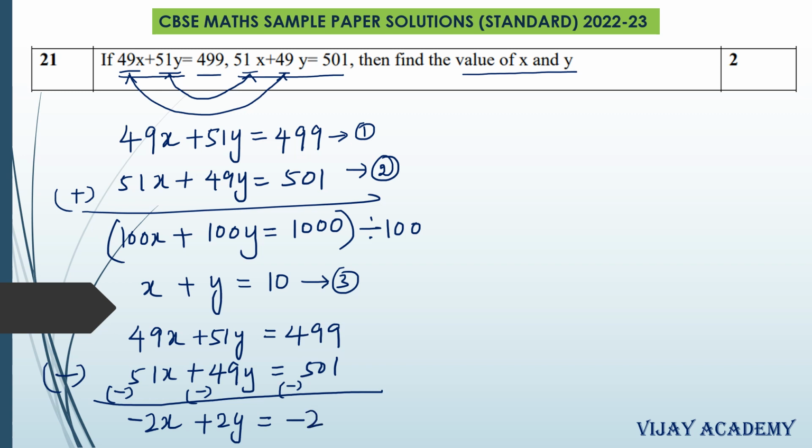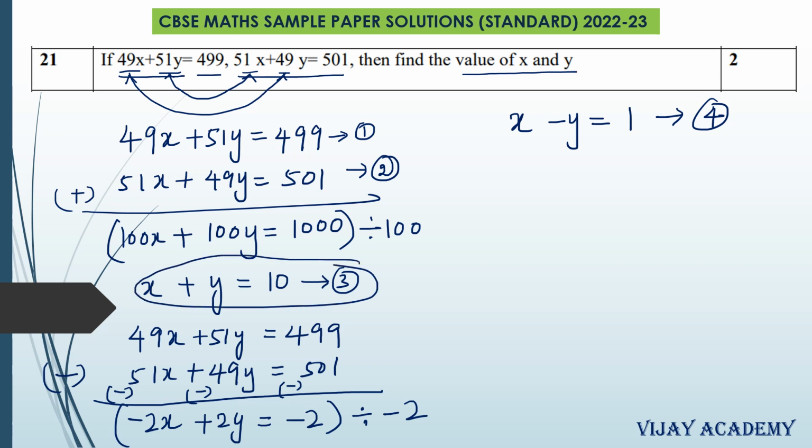Again we have a common factor in all the terms, that is 2 or minus 2. You can divide this by either 2 or minus 2. So let us divide this by minus 2. Minus 2x divided by minus 2 is plus x. Then 2y divided by minus 2 is minus y, equals minus 2 divided by minus 2, which is plus 1. So take this as equation number 4. Now look at equation number 3 and equation number 4. We got the variables with the numerical coefficients 1 each. Now it is very easy for us to simplify using the elimination method.